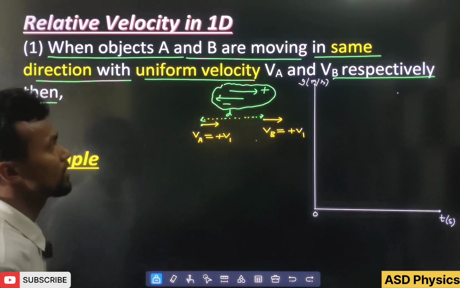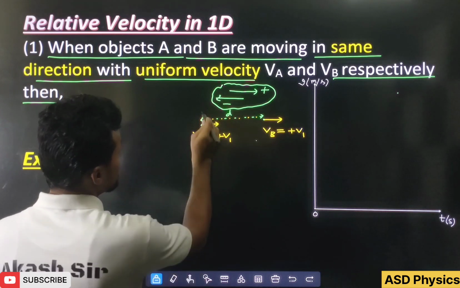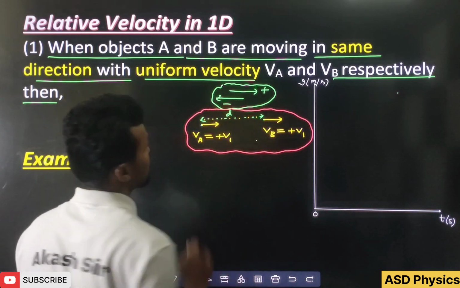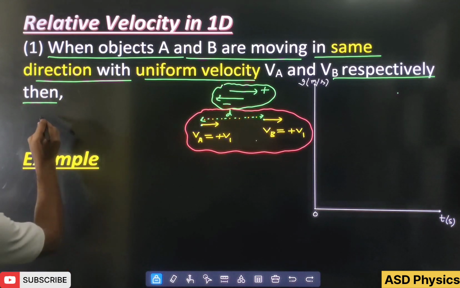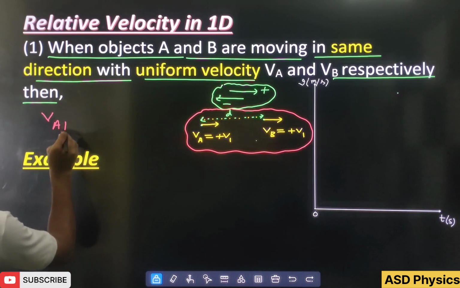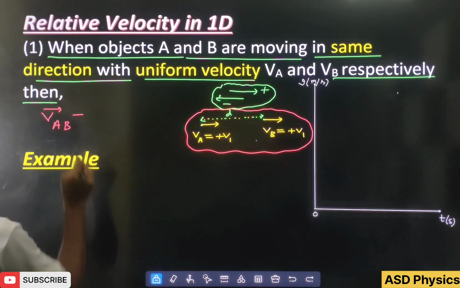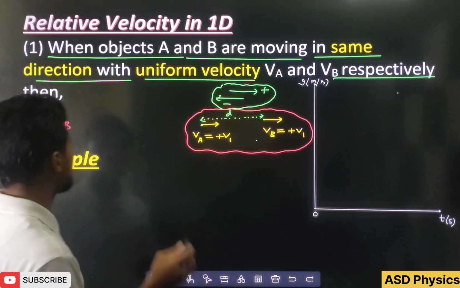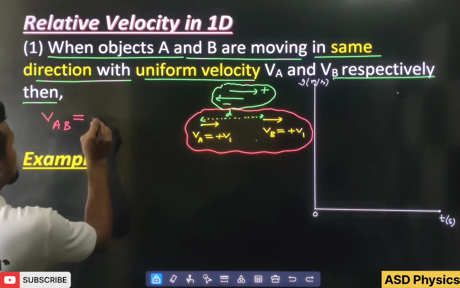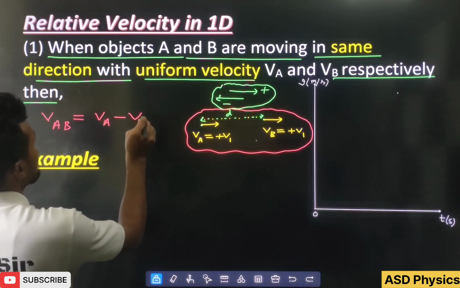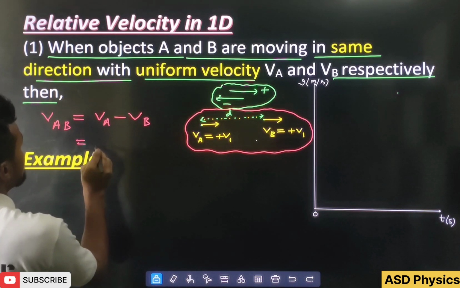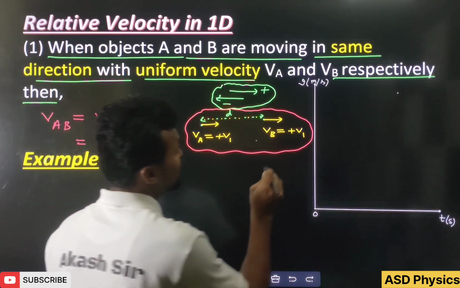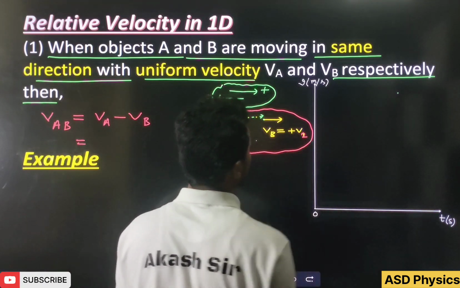Now students see, I will keep this separate like this. If I write the velocity of object A with respect to object B, no need for a vector sign, because in relative velocity in one dimension there is no need of a vector sign. So the velocity of object A with respect to object B is given by VA minus VB. VA is V1 and VB is V2, let's take.